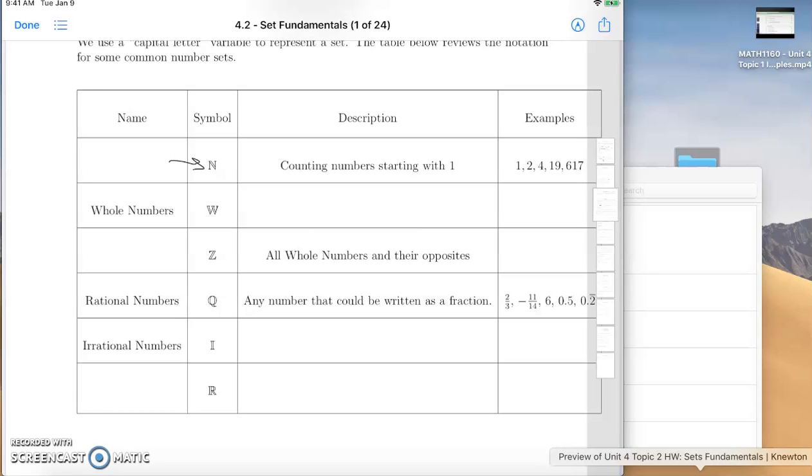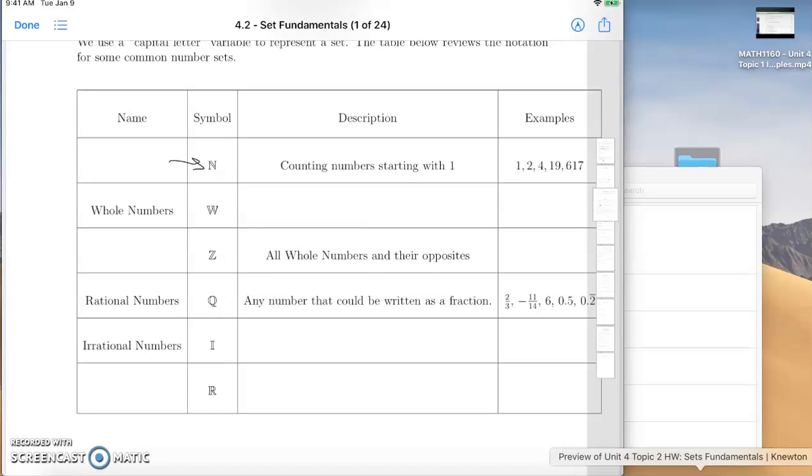So if you have -1, the opposite is 1. If you have +5, the opposite is -5. So Z includes all of the numbers and their opposites. That means it does not include 0. It should just be 1, 2, 3, 4 and up, and -1, -2, -3 and down.